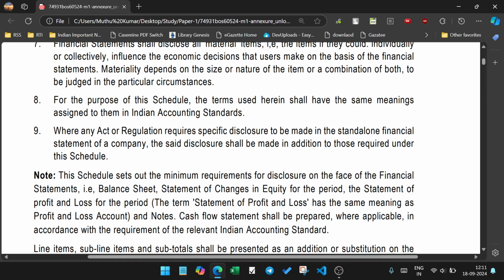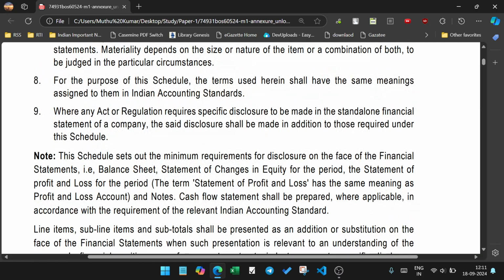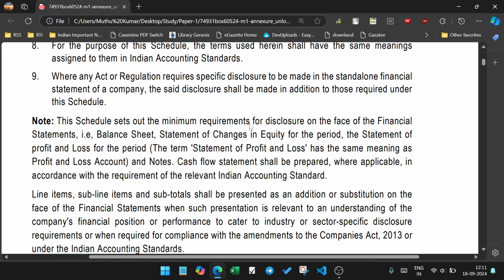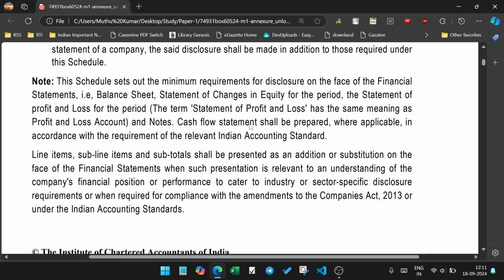For the purpose of the schedule, the terms used therein shall have the same meaning assigned to them in the Indian Accounting Standards. Where any Act or regulation requires specific disclosure to be made in the standalone financial statements, such disclosure shall be made in addition to the requirements of the schedule. The schedule sets out the minimum requirements for disclosure on the face of the financial statements: the balance sheet, the statement of changes in equity for the period, and the statement of profit and loss for the period. The statement of profit and loss has the same meaning as profit and loss account.